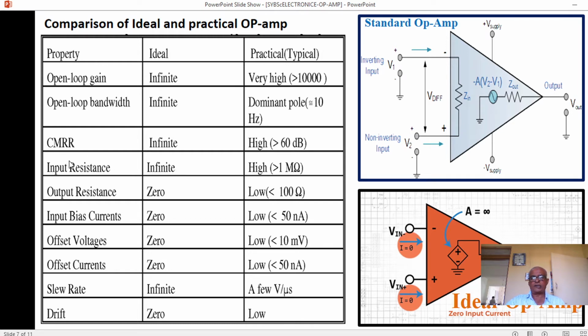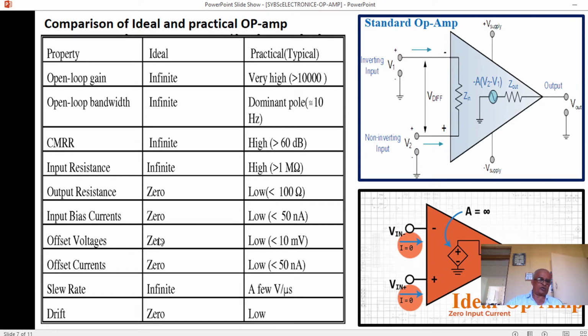Because the op-amp will not take more current, so that will avoid overloading. Similarly, to avoid overloading, the output resistance of the op-amp should be 0. Similarly, the input bias current, the bias current flowing through the input terminal, should be 0, meaning no current is flowing through the input terminal of the op-amp. So this is very important. Current does not flow through the inputs of the op-amp, meaning the op-amp will not take any current.